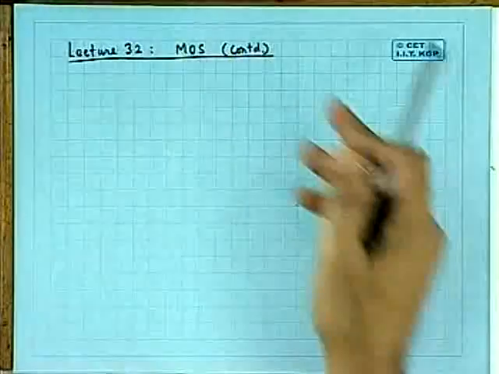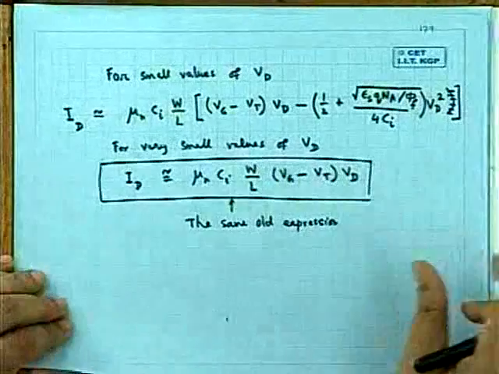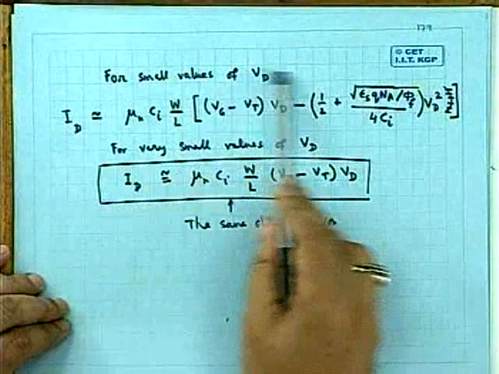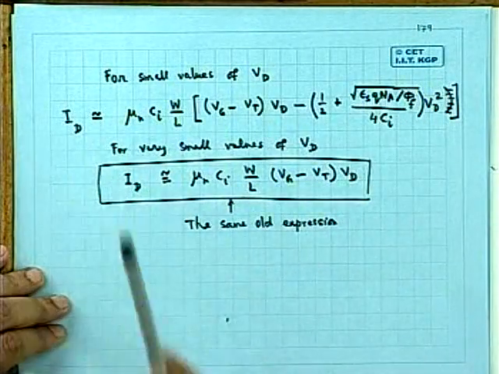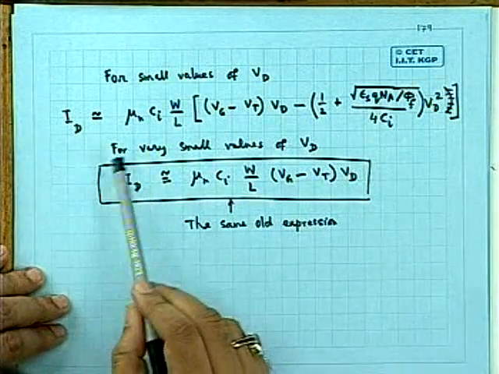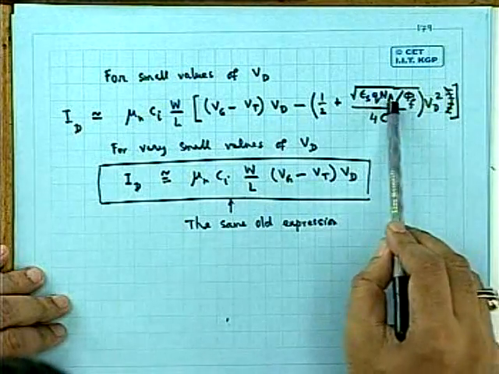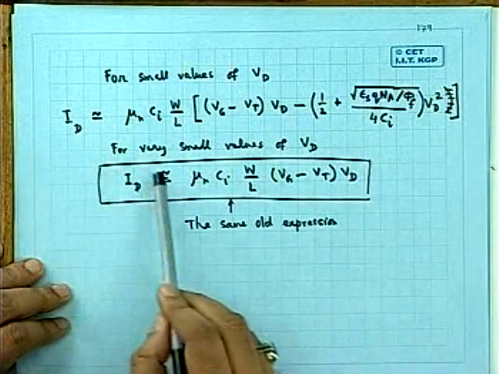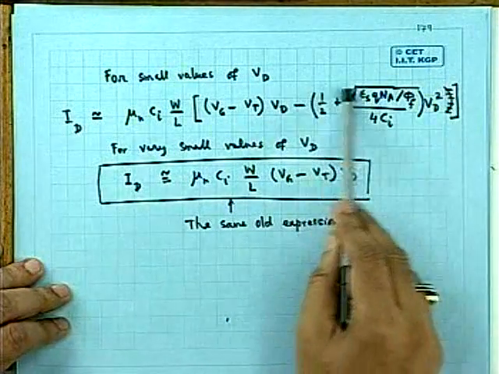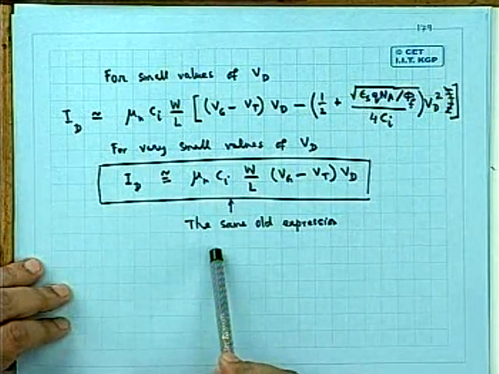This was simplified for small values of Vd to an expression like this, which looks similar to the one which we derived earlier, excepting for this term. Otherwise, the expression which we derived earlier was this first term minus half Vd square. Now there is a second term involved. This is of course for small values of Vd. For very small values of Vd, even this term can be neglected, and we get this, which is identical to the equation which we derived earlier.